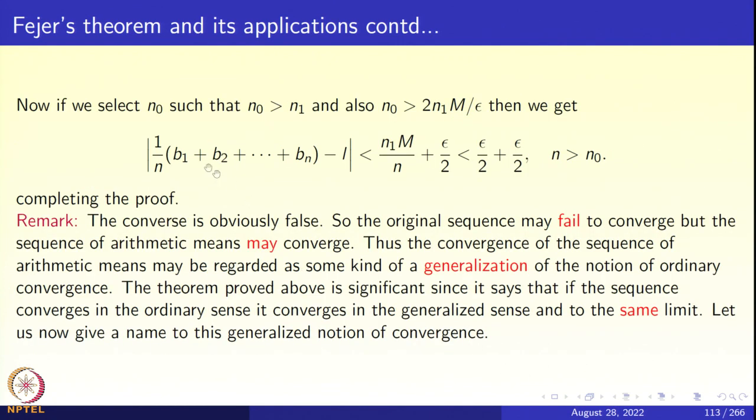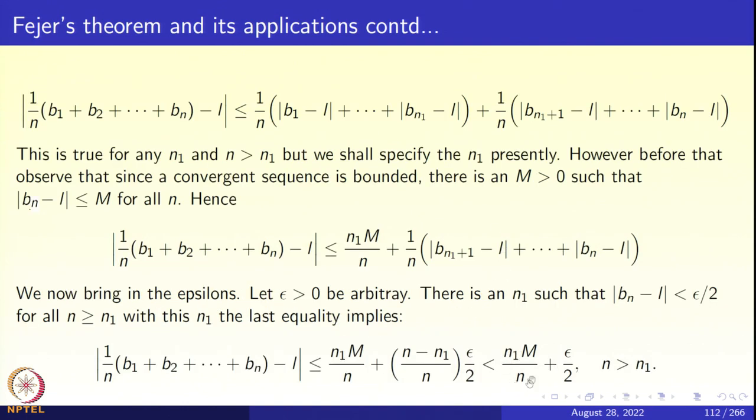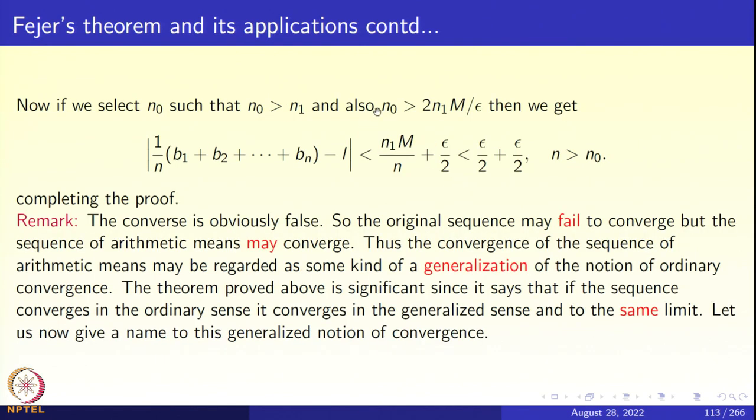What do I get? So we select the n naught so large. First of all, it should be larger than n1, so that whatever we have done so far is valid. And also this n naught should be so large that we ensure that this piece n1 capital M upon n is less than epsilon by 2 when n is bigger than n0. For that to happen, we must choose the n0 to be larger than 2 n1 capital M upon epsilon. So that this n1 M upon n will be less than epsilon by 2 if n is bigger than n0. And that completes the proof.